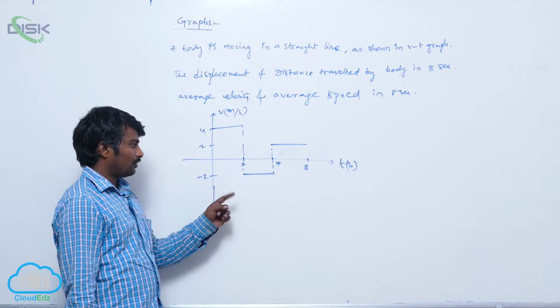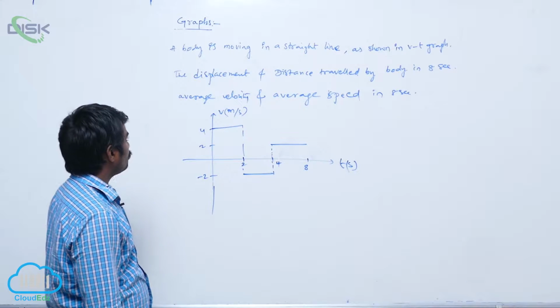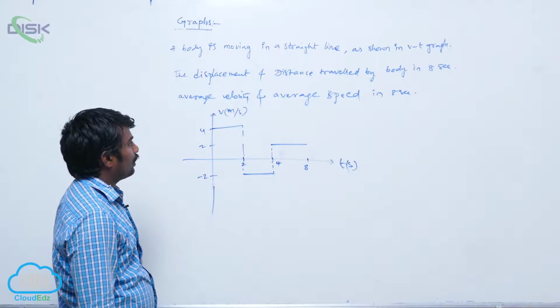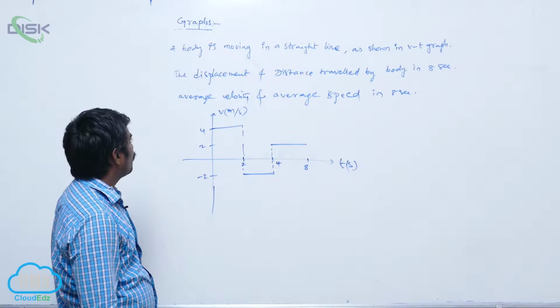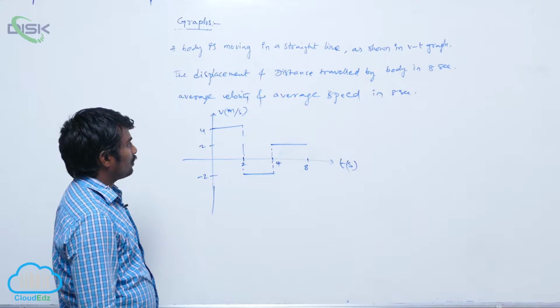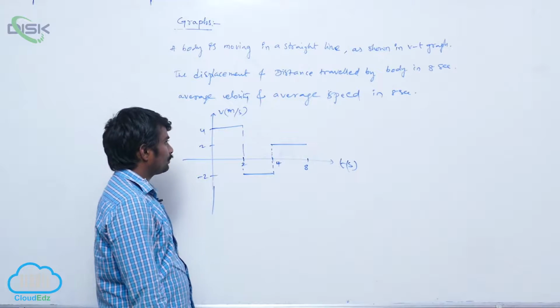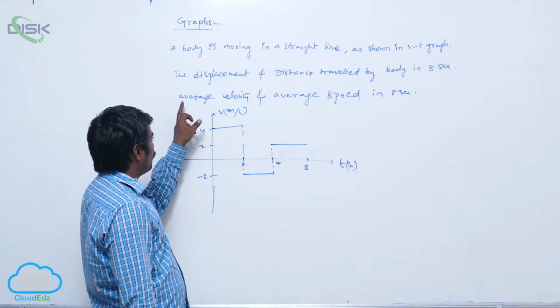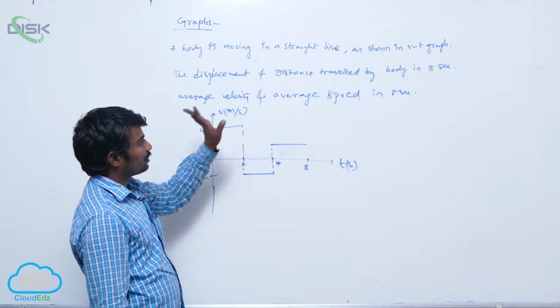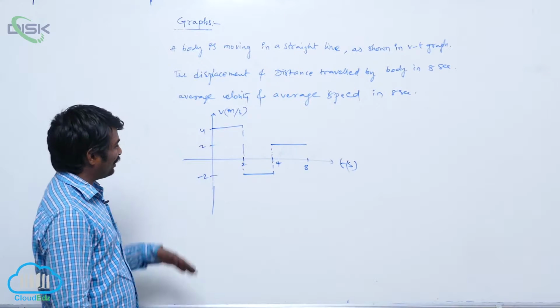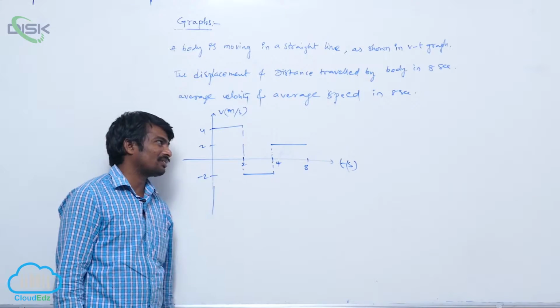Again, one more VT graph is given. A body is moving in a straight line as shown in the VT graph. We need to find the displacement and distance traveled by the body in 8 seconds, and the average velocity and average speed in 8 seconds. So from the VT graph only, we have to talk about average velocity and average speed.